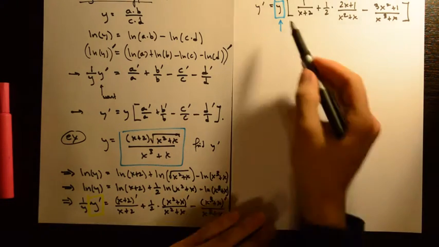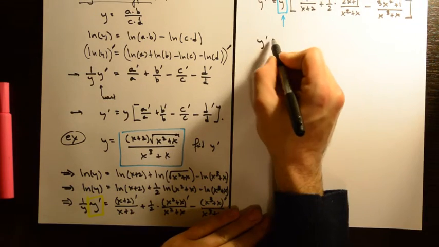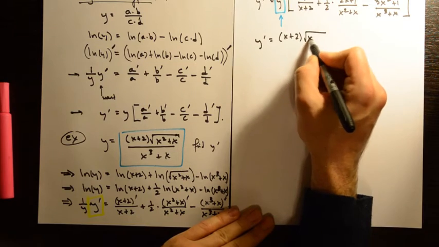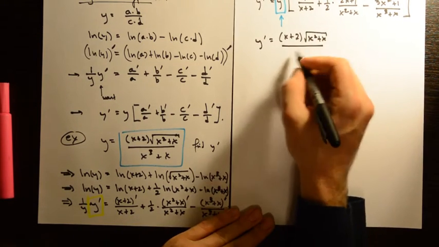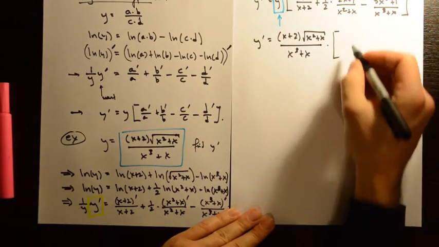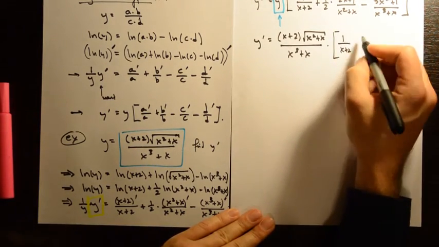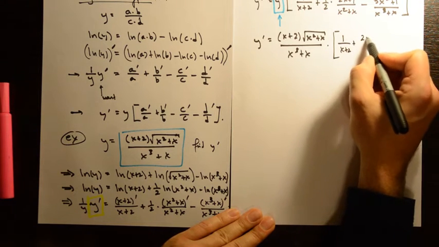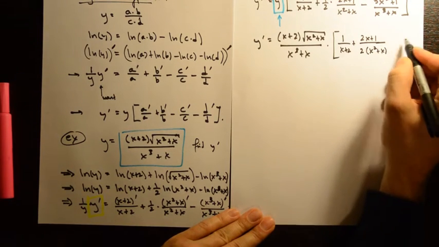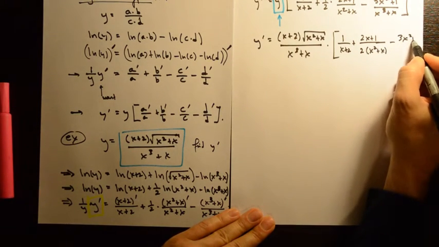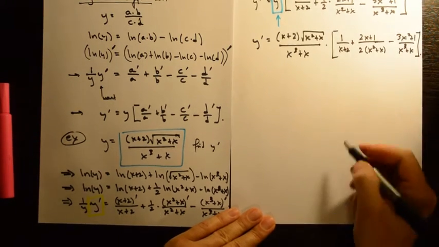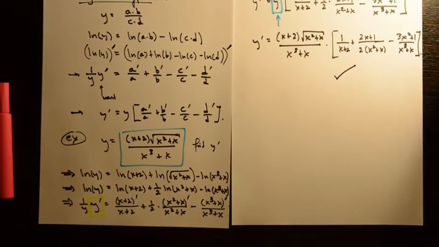So to write the final answer all in terms of x on the right hand side, our y prime would be equal to (x + 2 square root of x squared + x) divided by (x cubed + x), and then you have to multiply by all this. So 1 over x + 2 + 2x + 1 divided by 2 times (x squared + x) minus (3x squared + 1) divided by (x cubed + x). So this is the final answer.